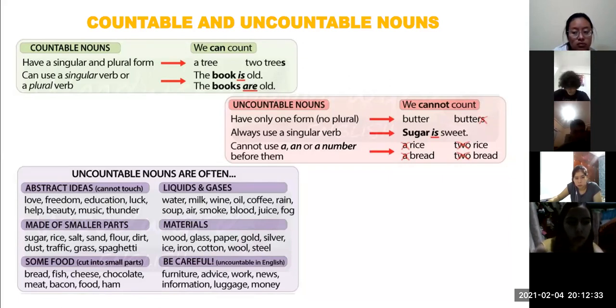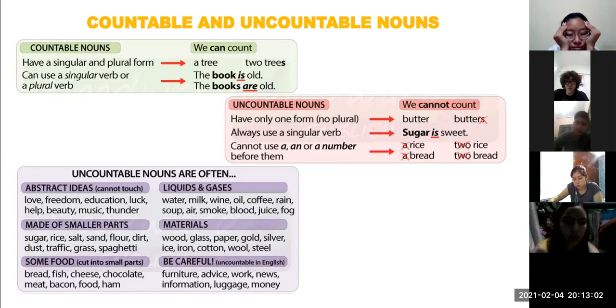We have some food, okay? Some food that is uncountable. For example, bread, fish, cheese, chocolate, okay? So these are the food that we need to cut into smaller parts to eat them, okay? Comida que debemos cortar en partes pequeñas para comerla. Estos tipos de comidas son incontables, okay?